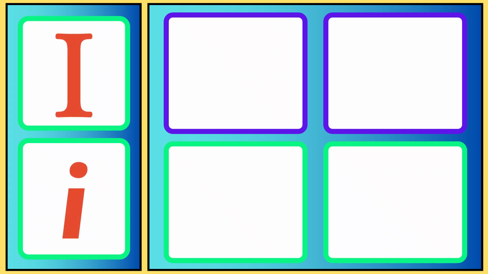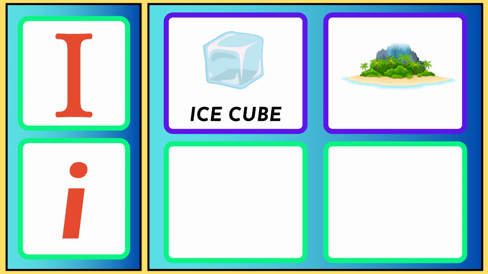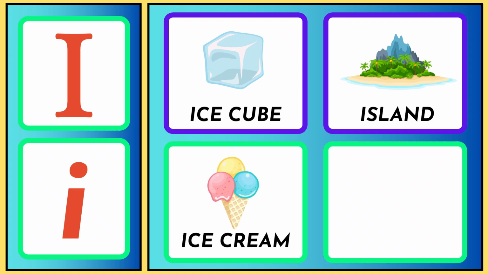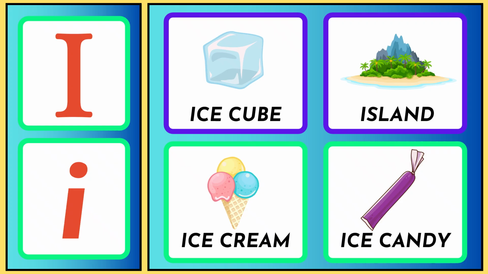Another sound of letter I is I, the same sound as you pronounce the letter. For example, I. Ice cube. I. Island. I. Ice cream. I. Ice candy. I.